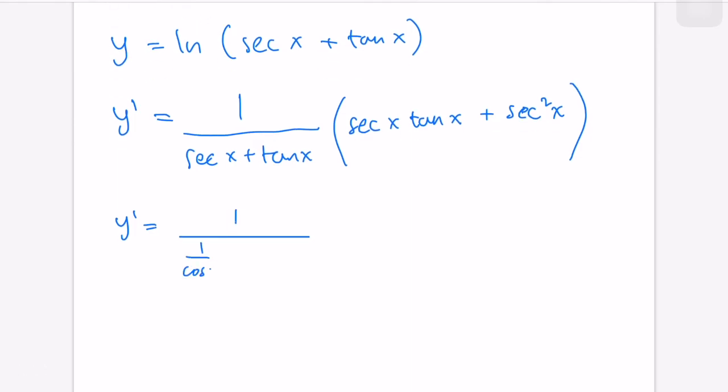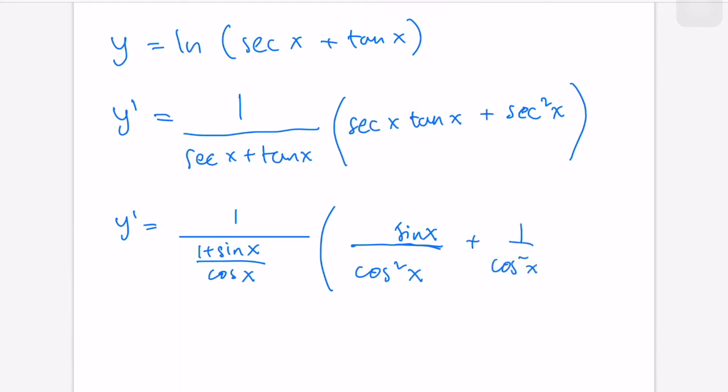So this will be 1 over cos plus sine x over cos x, or I can simply say that the whole thing here will be 1 plus sine x over cos x. Okay, and here this will be 1 over cos x, sine x over cos, or I can simply write this in cos squared x, so sine x over cos squared x, plus 1 over cos squared x.